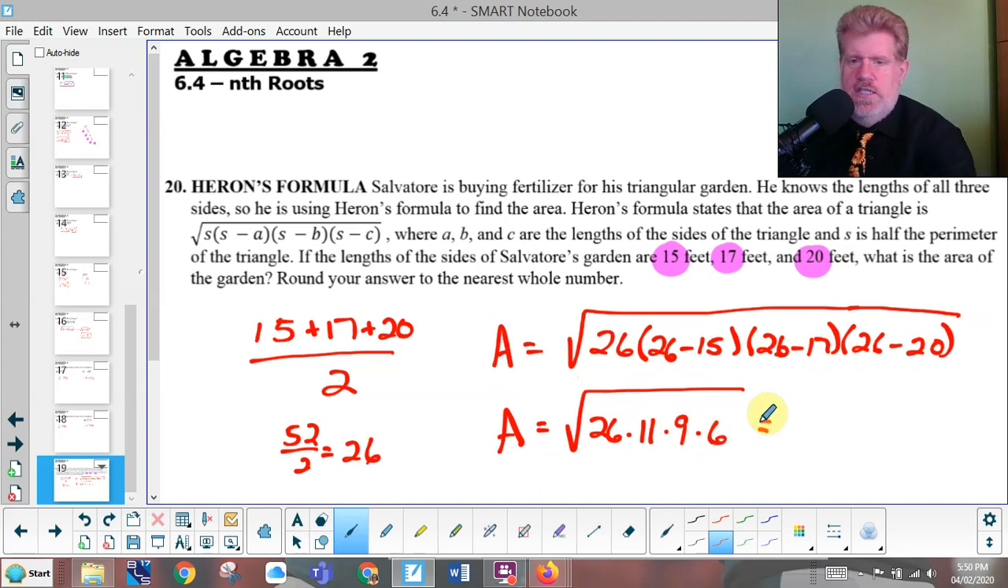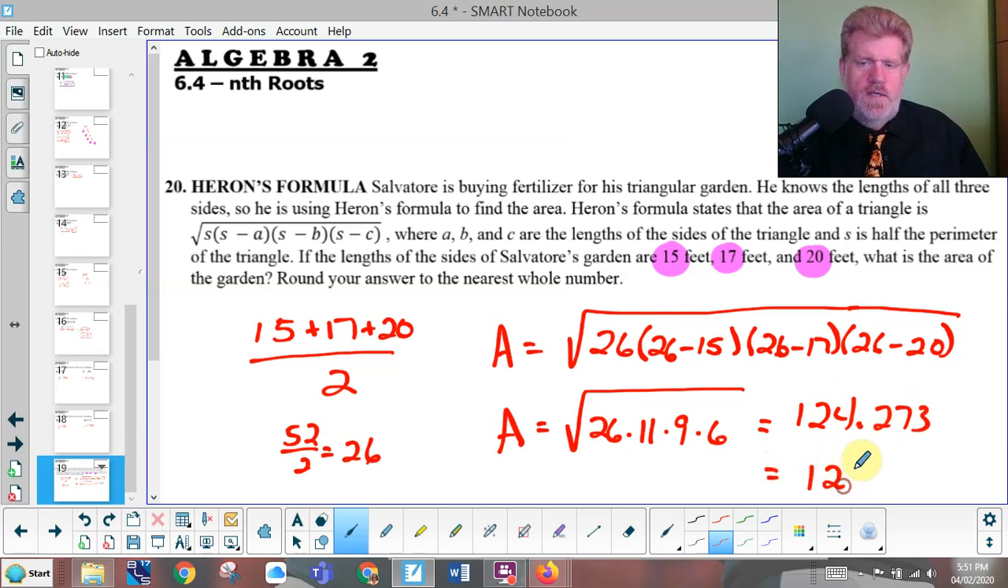So if we put that all in the calculator, we have the square root of 26 times 11 times 9 times 6, and we get the answer of, rounded to the nearest whole number, 124.273. So if you round to the nearest whole number, it's approximately 124 square feet. Approximately. There we go. So that's how you use that formula. It's actually pretty cool. You don't need to become an expert at the formula, but that's one way that square roots and radicals are used to solve regular old equations.